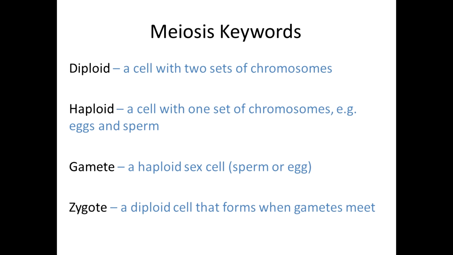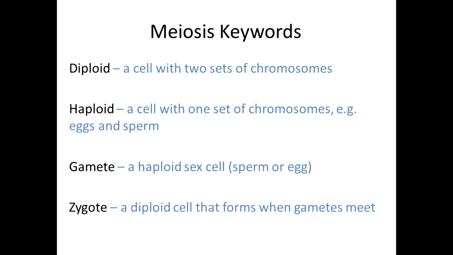First of all, we have diploid. Diploid refers to a cell with two sets of chromosomes. Haploid is a cell with one set of chromosomes, for example, eggs and sperm. A gamete is a haploid sex cell, and in this case, it's sperm or eggs. And a zygote is a diploid cell that forms when gametes meet.